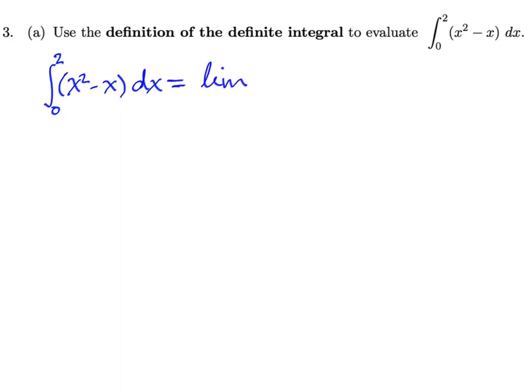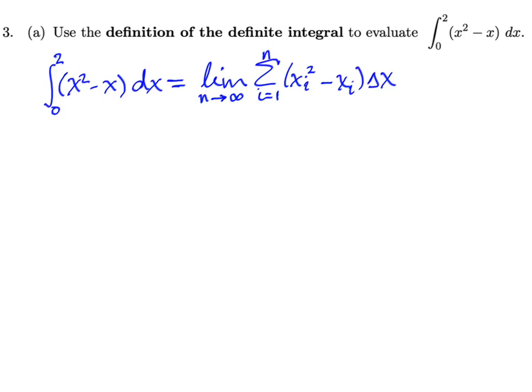The definition is the limit as n approaches infinity of the sum from 1 to n of f of xi, which is xi squared minus xi, times delta x, where xi could be any sample point from the subintervals, and delta x is the width of all the subintervals. In our definition, we're always going to use the right endpoint or the left endpoint just because it's an easier formula to use. Right now I'm not going to actually use the formula. I'm going to show you how to get it if you don't remember the formula.